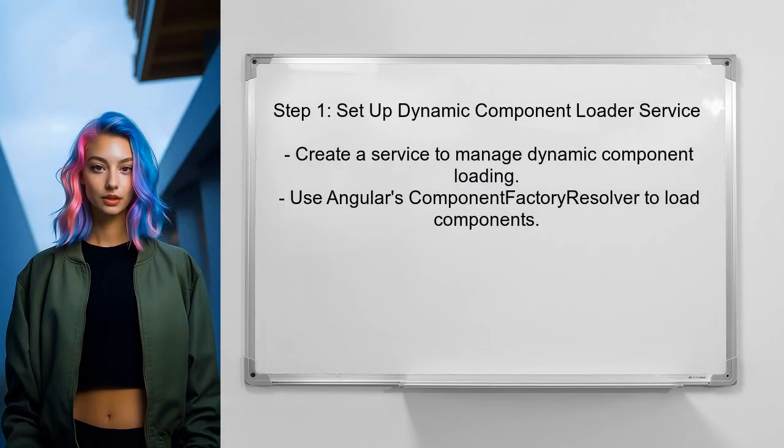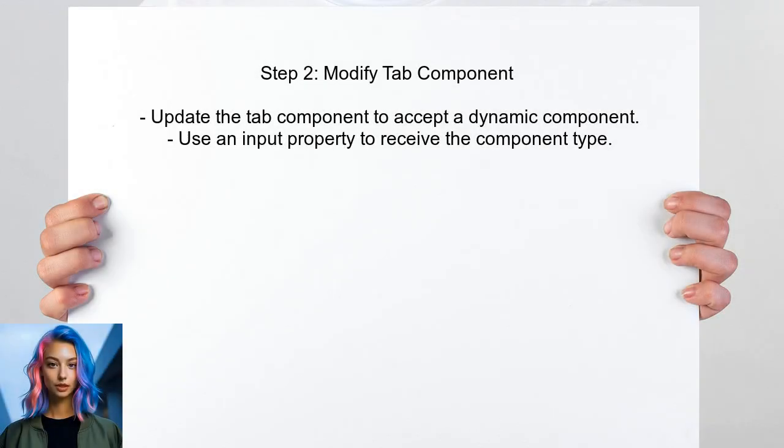To begin solving this issue, the user should ensure that the dynamic component loader is properly set up in their Angular application. This involves creating a service that will handle the loading of components dynamically. Next, the user needs to modify the tab component to accept a dynamic component. This will allow the tab to display the loaded tool module when it is activated.